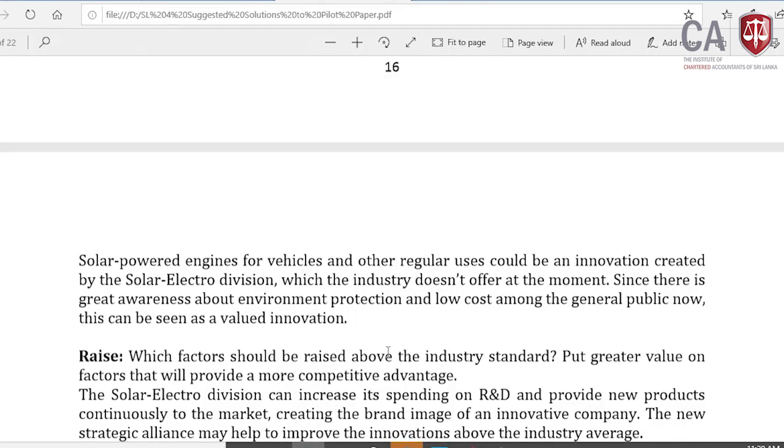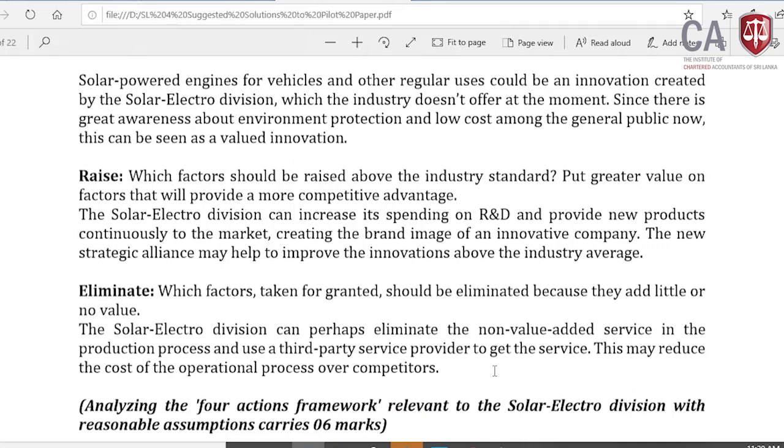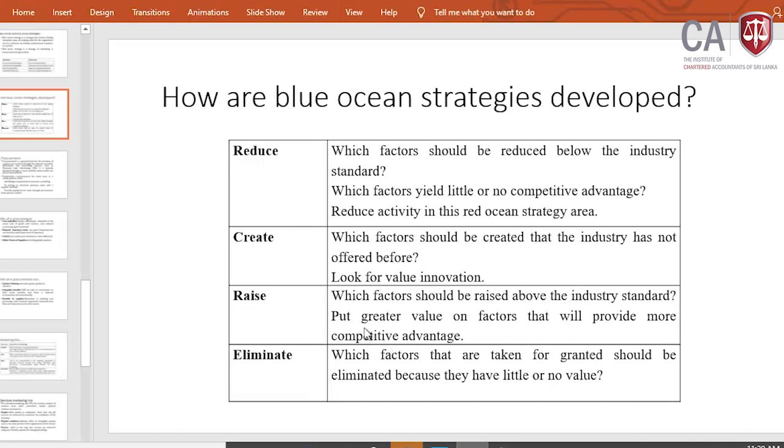Then raise. Which factor should be raised above the industry standard to put greater value on the factors that will provide more competitive advantage? That is the theory part. If you go to the theory, you can see this one. What the examiner has done is he has stated the theory part first.